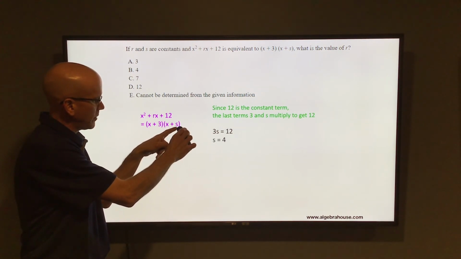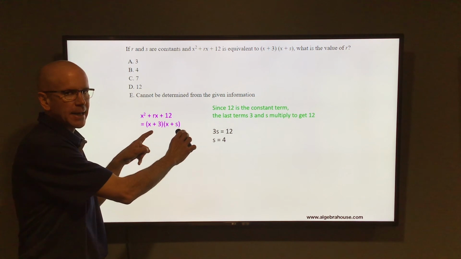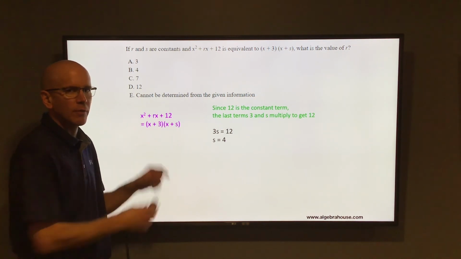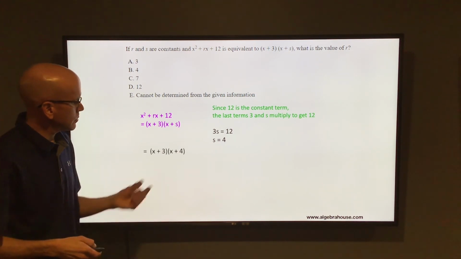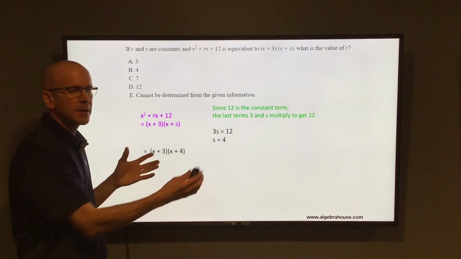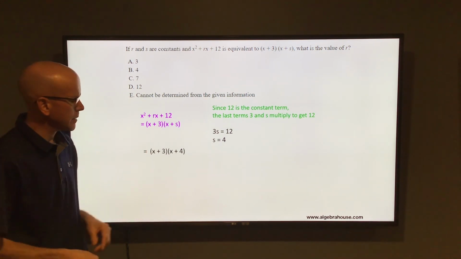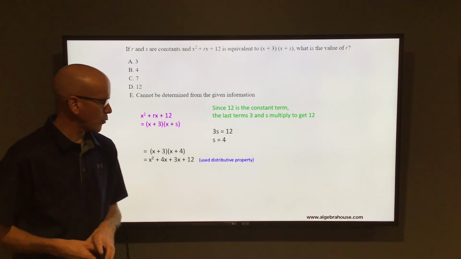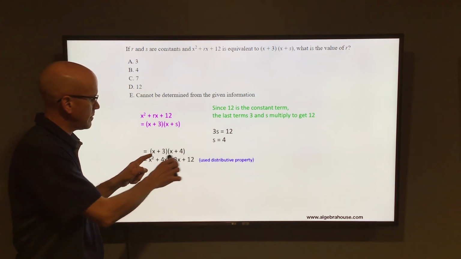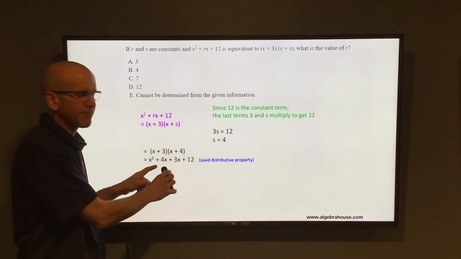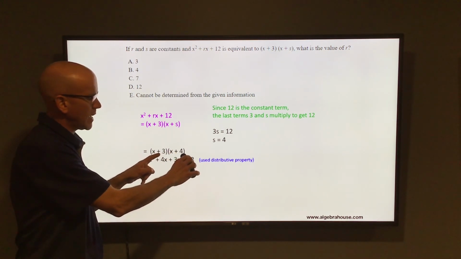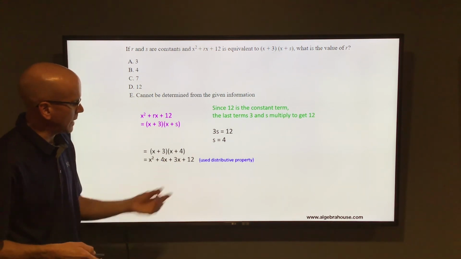Now, if we know the value of s is 4, we can put that in and take x plus 3 times x plus 4, and then we'll be able to find out what this middle coefficient is, what that r is. So substitute 4 in for s. We have x plus 3 times x plus 4. It's just FOIL method or distributive property from there. So multiply x plus 3 by x plus 4. The first terms, distributing the x to the x, it's x squared. The outer terms, distributing the x to the 4, it's 4x. The inner terms, distributing the 3 to the x, is 3x. And the last terms, distributing the 3 to the 4, that is 12.